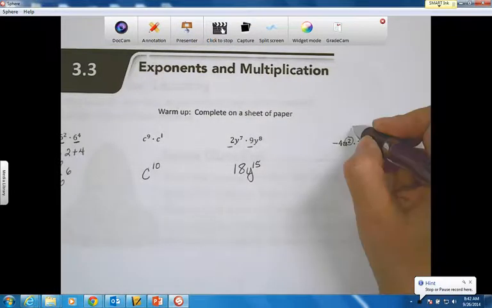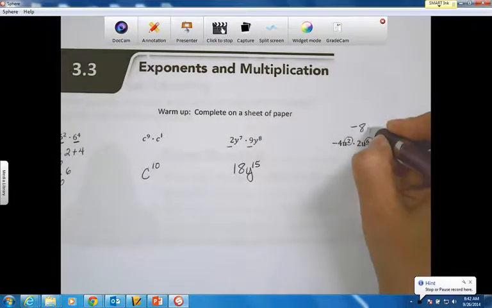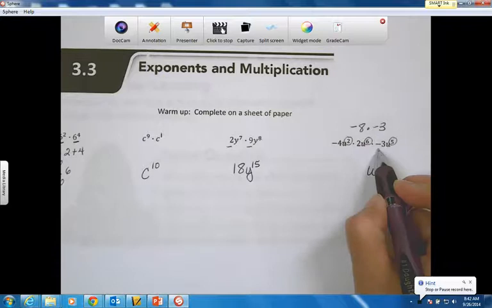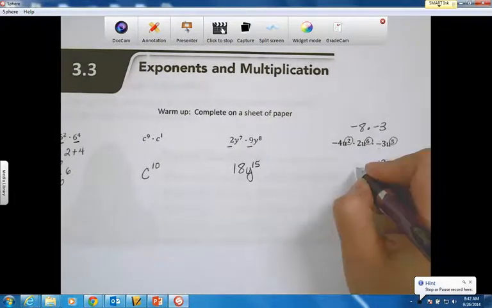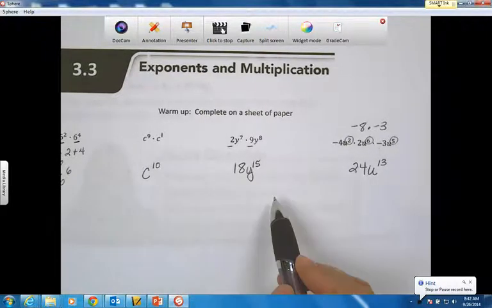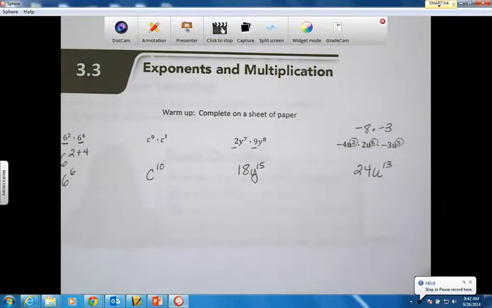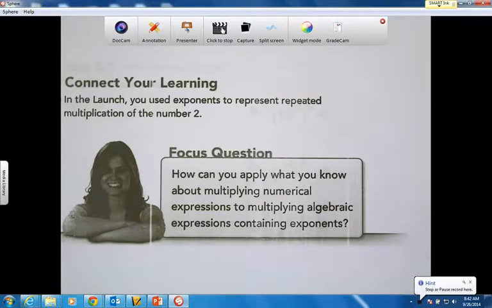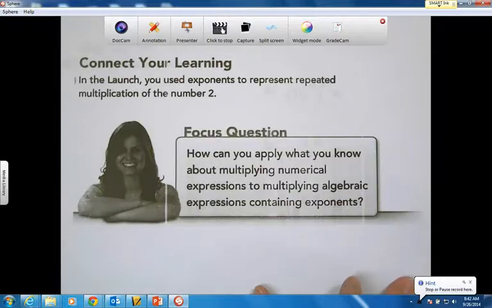Okay, so those were the things that we learned yesterday. And I said that was part 1. So I didn't want to overwhelm you, because now I'm going to have another set of rules tacked onto this. These rules will not change. Okay, so our focus question from yesterday, the big idea that we were working on, is how can you apply what you know about multiplying numbers and then change it into algebra. So we were going to work with exponents, change numbers into letters basically.